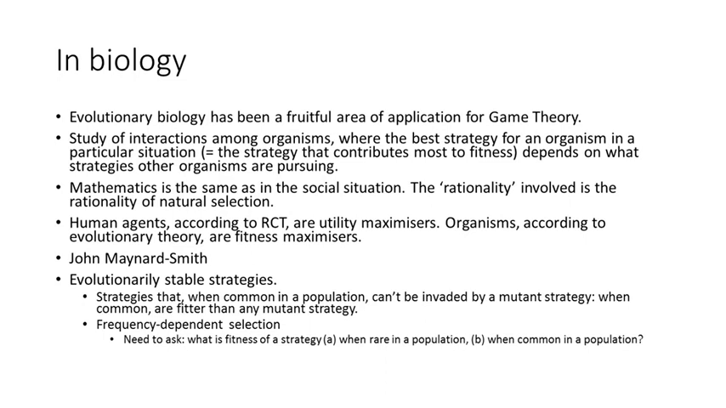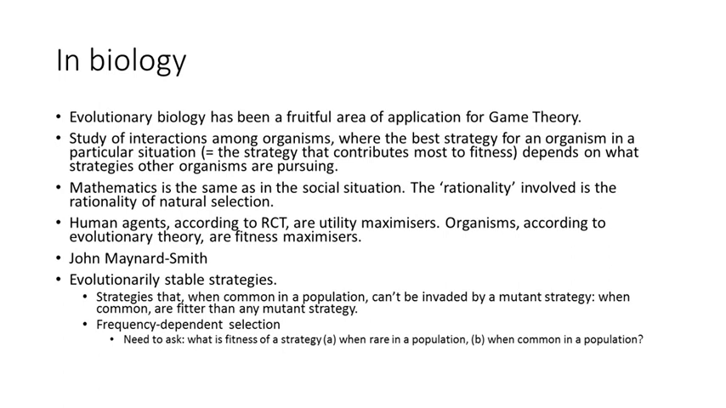Human agents, according to rational choice theory, are utility maximizers. Organisms, according to evolutionary theory, are fitness maximizers. Okay? So fitness takes the place of utility. It's what's understood to be the thing that's being aimed at by the agents, either consciously or unconsciously, typically unconsciously in the natural world.